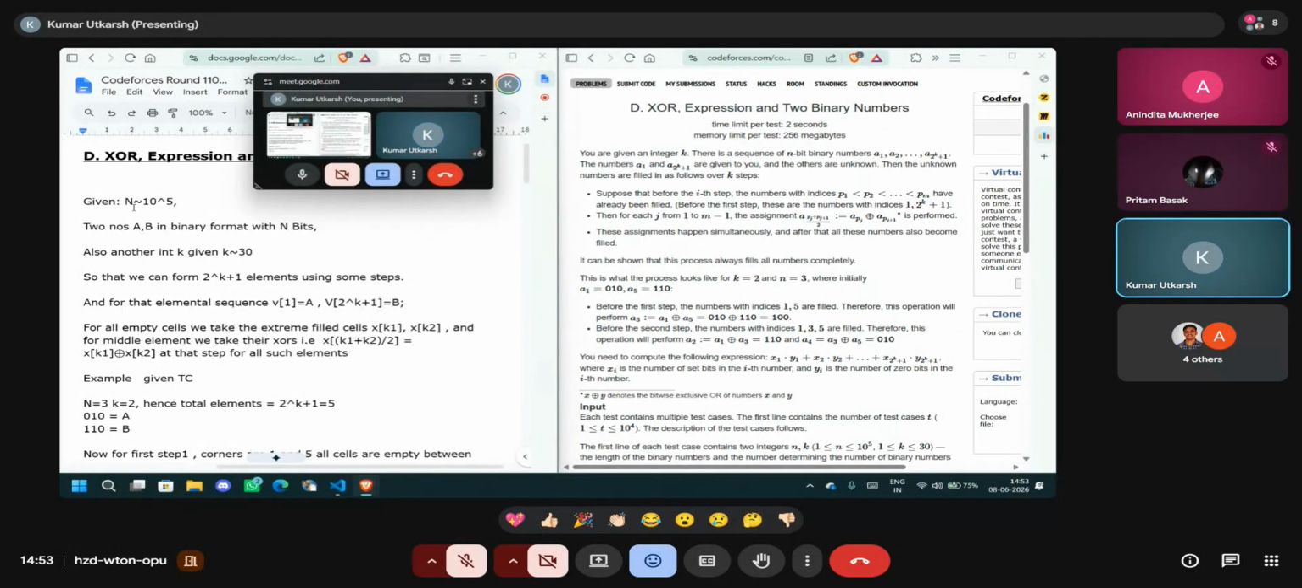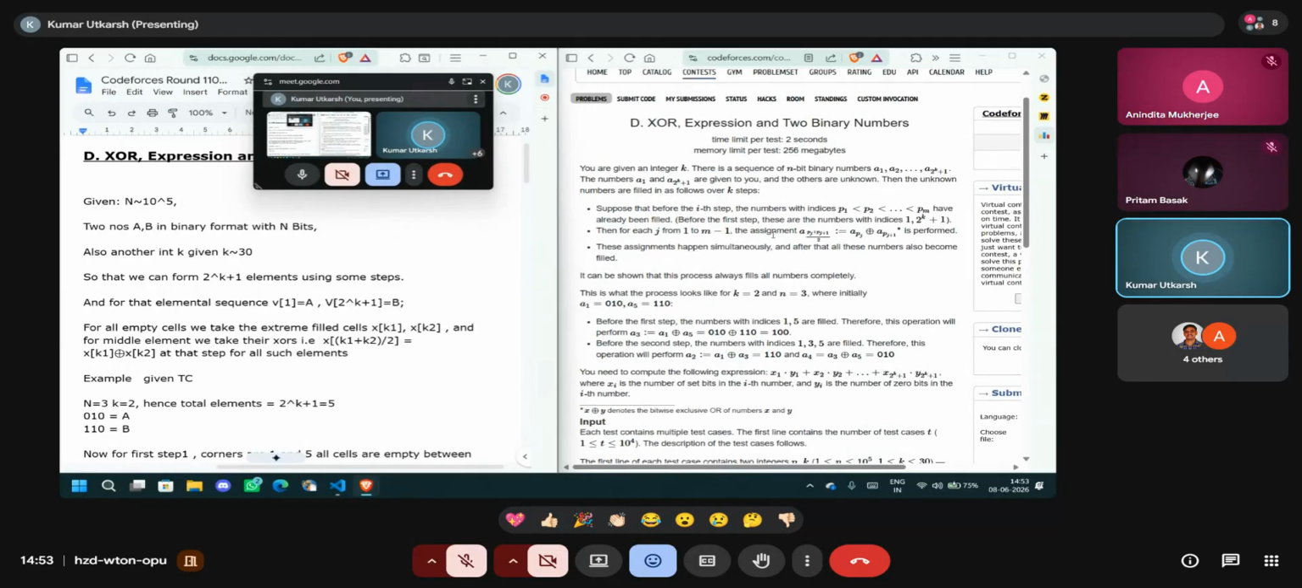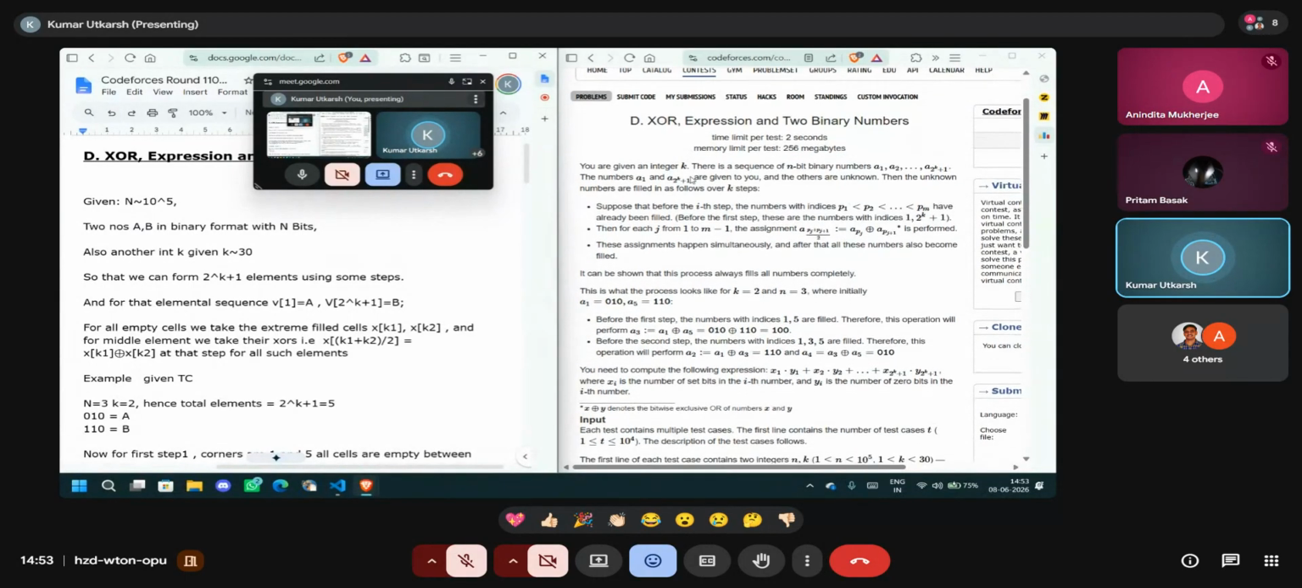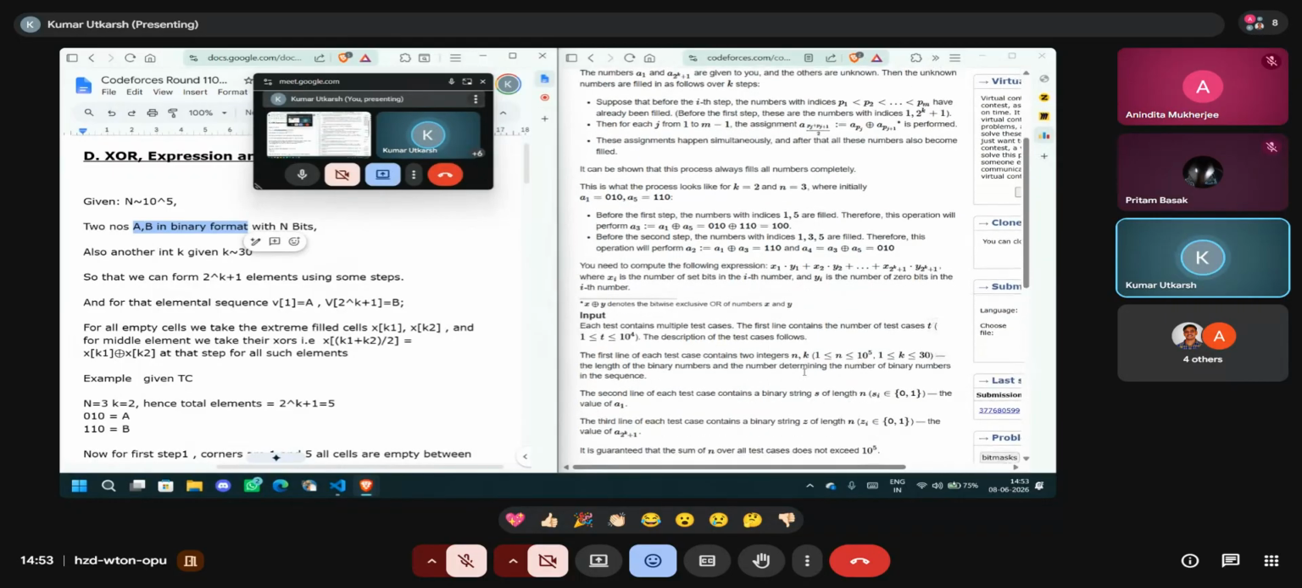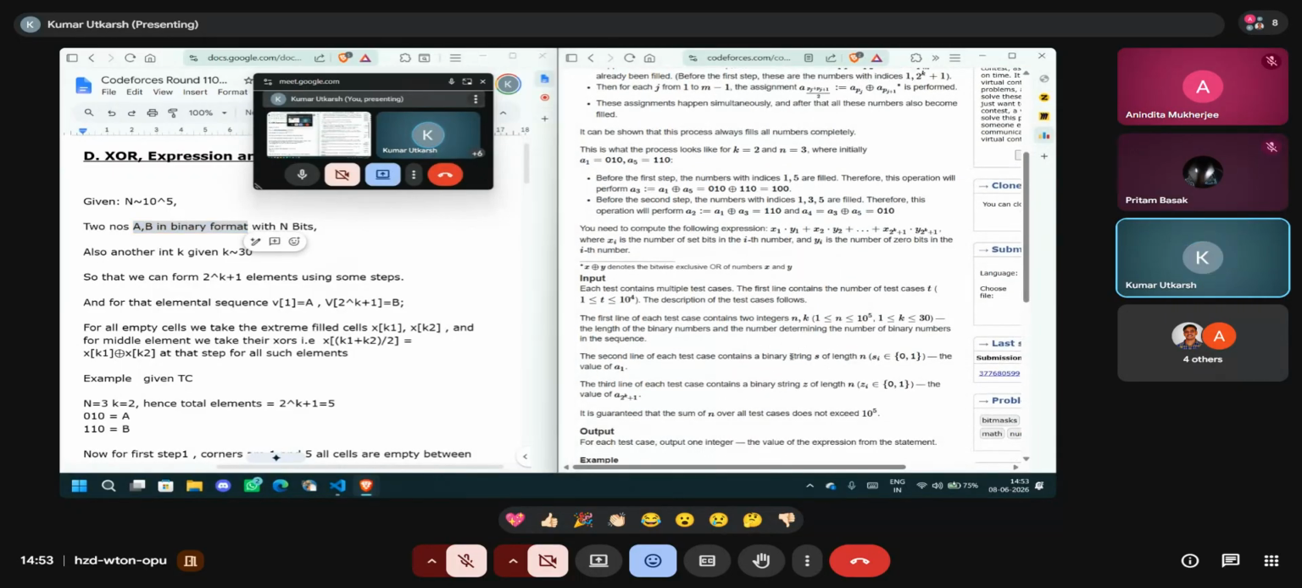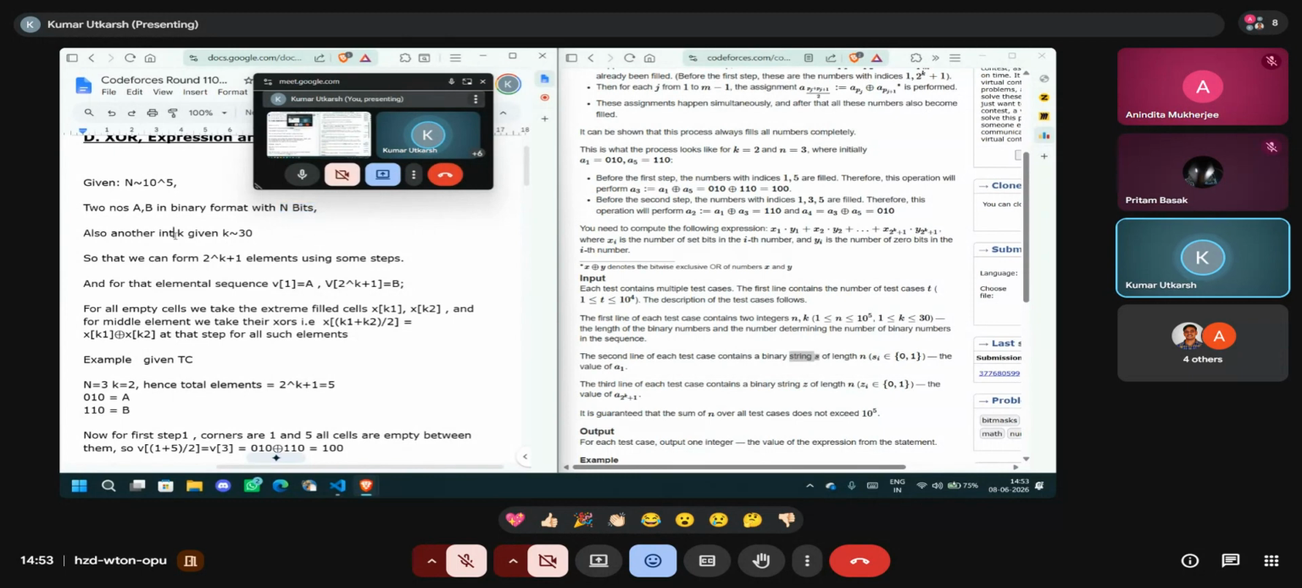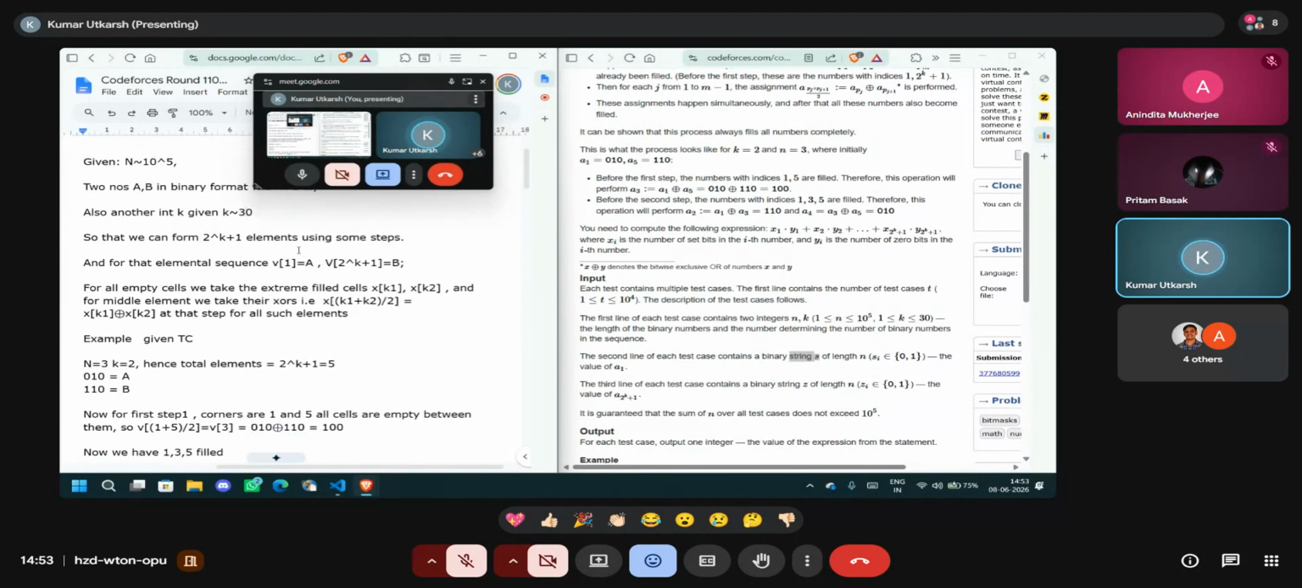So what we have is given n. N is up to 10 to the power 5. Let's simplify the question as much as we can. Instead of reading this from here, you can read it by yourself. I will tell you what the question actually means. So we have two numbers, A and B, in their binary format, as a string with n bits. This is the n. We are also given k, and k can be up to 30.